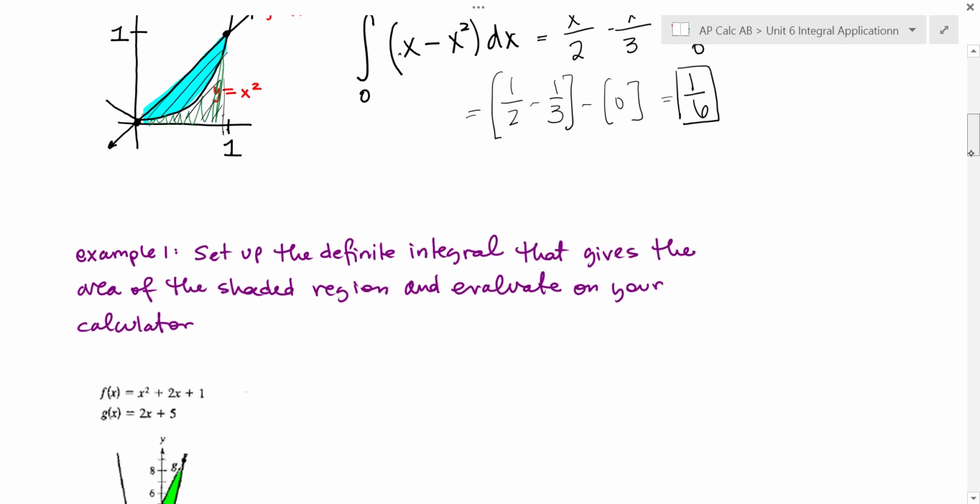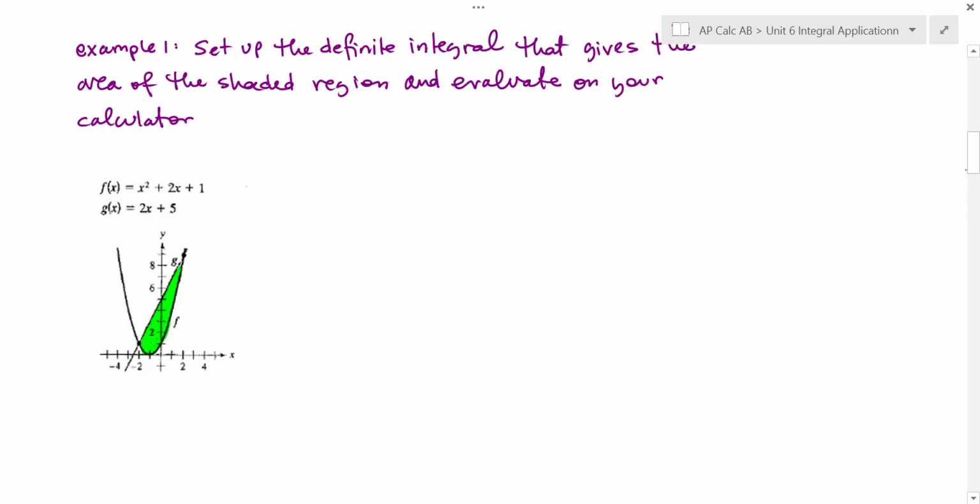Let's do something else. Set up the definite integral that gives the area of the shaded region and evaluate on your calculator. All right, so this means that we don't always have to do the long math. A lot of times on the AP test, these are in the calculator section. There are some that you have to do by hand on your summative and on your formative, but there are several that you are allowed to use a calculator on, and it's just faster. So let's see what we're doing here.